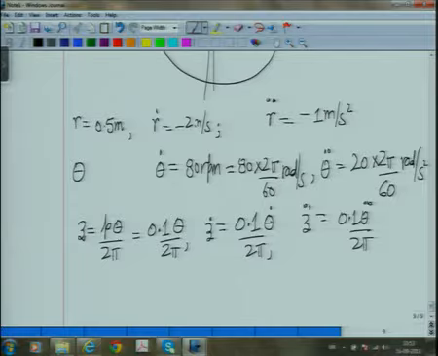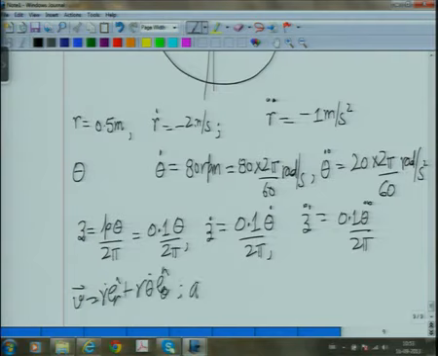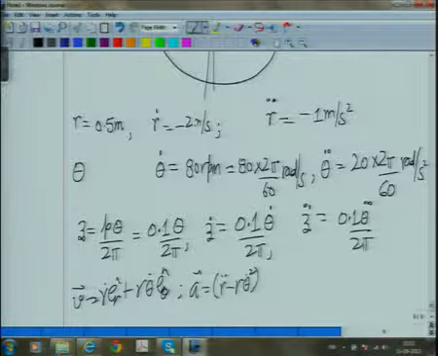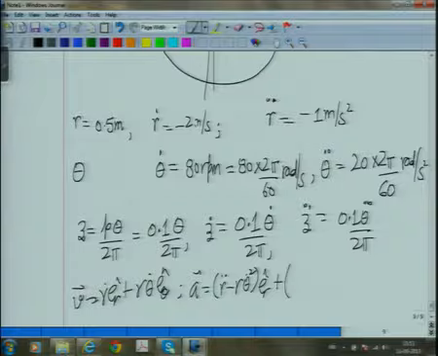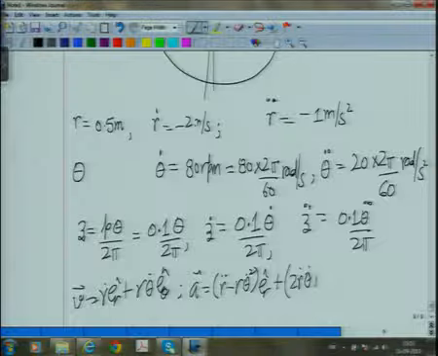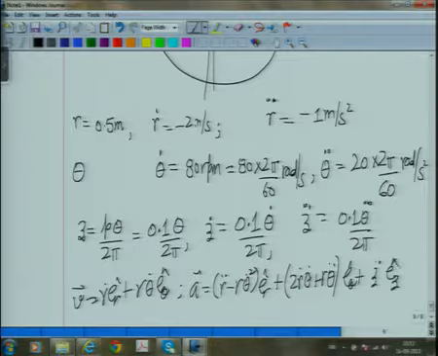Then all you have to do is, velocity will be equal to r dot e_r plus r theta dot e_theta, and acceleration is equal to (r double dot minus r theta dot square) e_r plus (2 r dot theta dot plus r theta double dot) e_theta plus z double dot e_z. So all you have to now do is plug everything in the formula and get your answers. So that's how cylindrical coordinates makes life slightly easy.